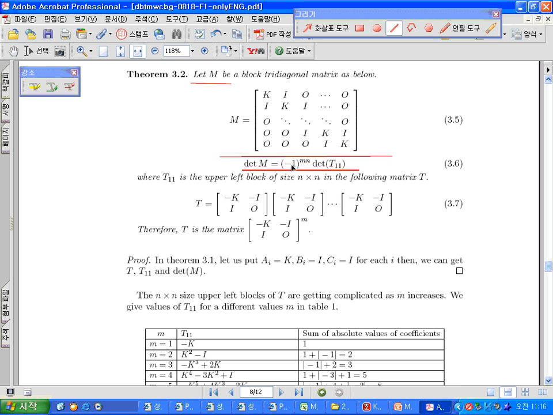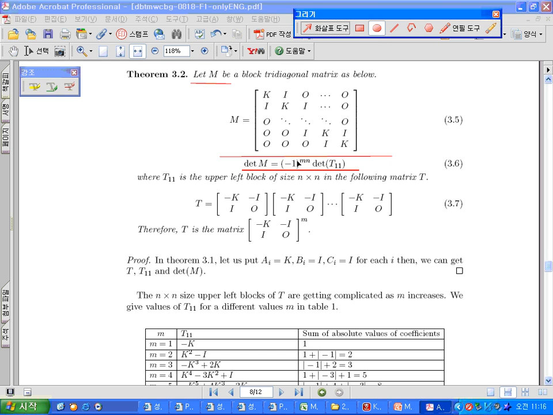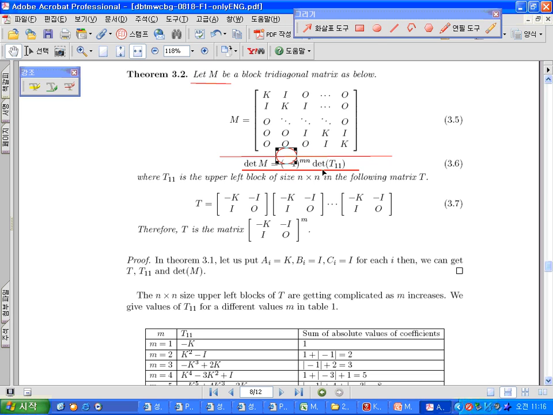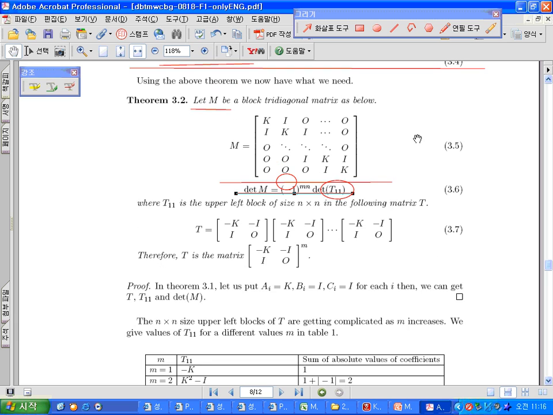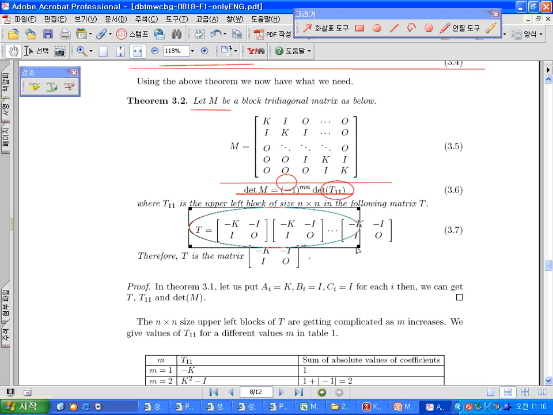So now we don't have to worry about this. This is the easy part. This is the only thing that we need to worry about: the determinant of T11. Okay, this T11 is the upper left block of size n by n in the following matrix T. So, T is this matrix. Okay, and T11 is the upper left block of the product of these matrices.